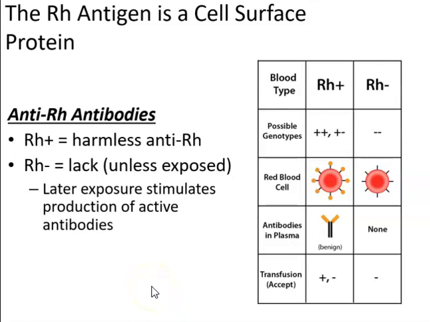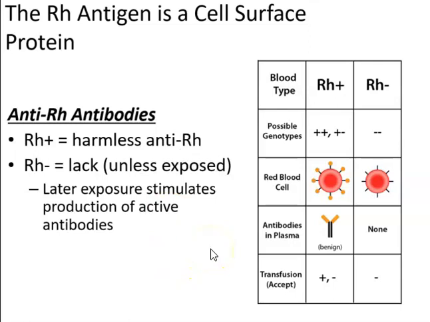So Rh antigen is a cell surface protein. If you are Rh positive, we do have a harmless anti-Rh antibody to Rh. However, when we're talking about hemolytic disease of the newborn, if, for example, mom is Rh negative, however, her husband, the father of her baby, is Rh positive, they conceive a child and the baby is Rh positive. The first pregnancy usually is harmless, no real complications.